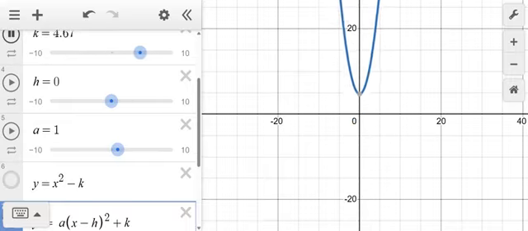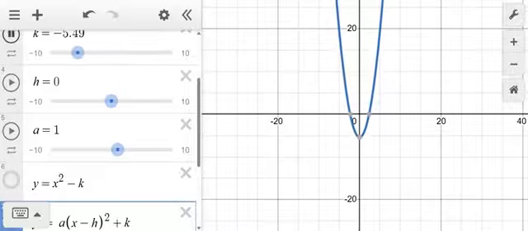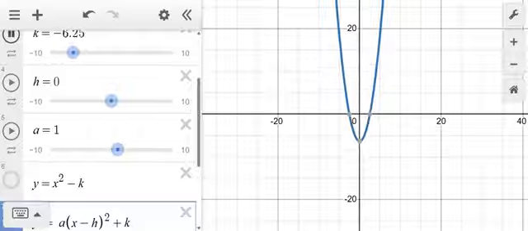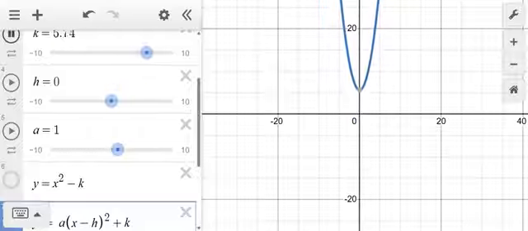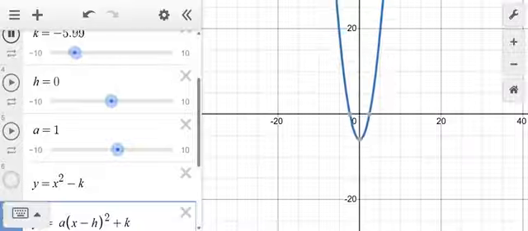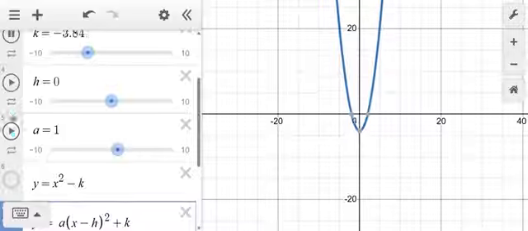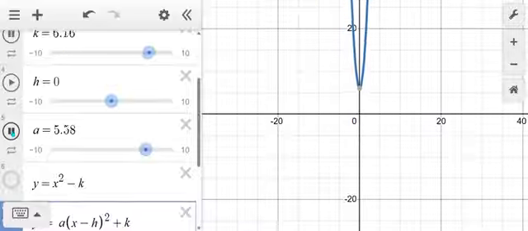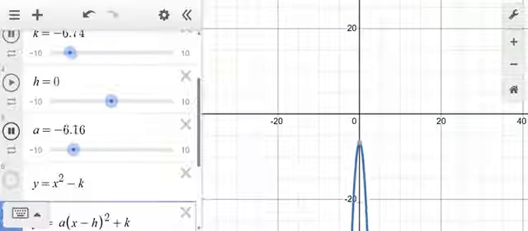So here's my K. Fun. Okay, but we want more. We want more. You know what we're going to do? We are going to add something. Whoa.